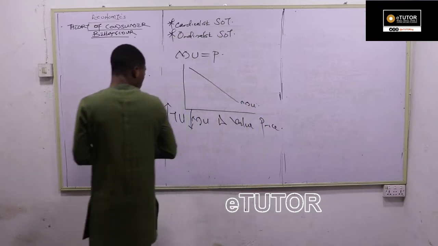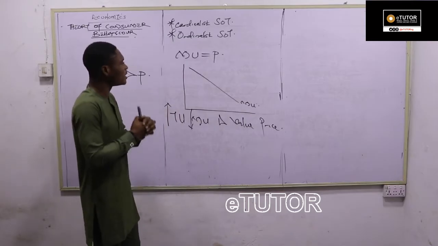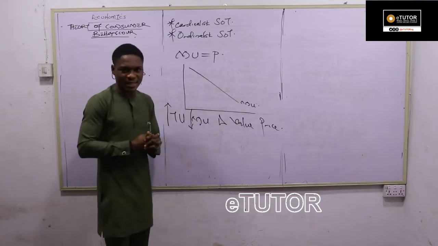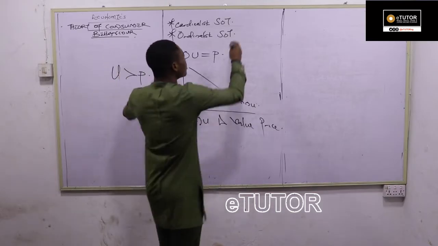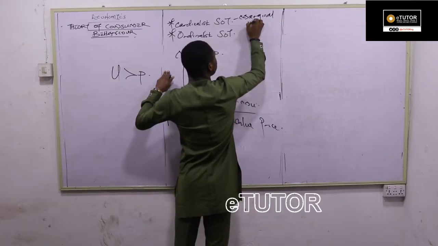So let us continue. As I was saying, the cardinal school of thought makes use of marginal utility. They are also called the marginal utility theory.